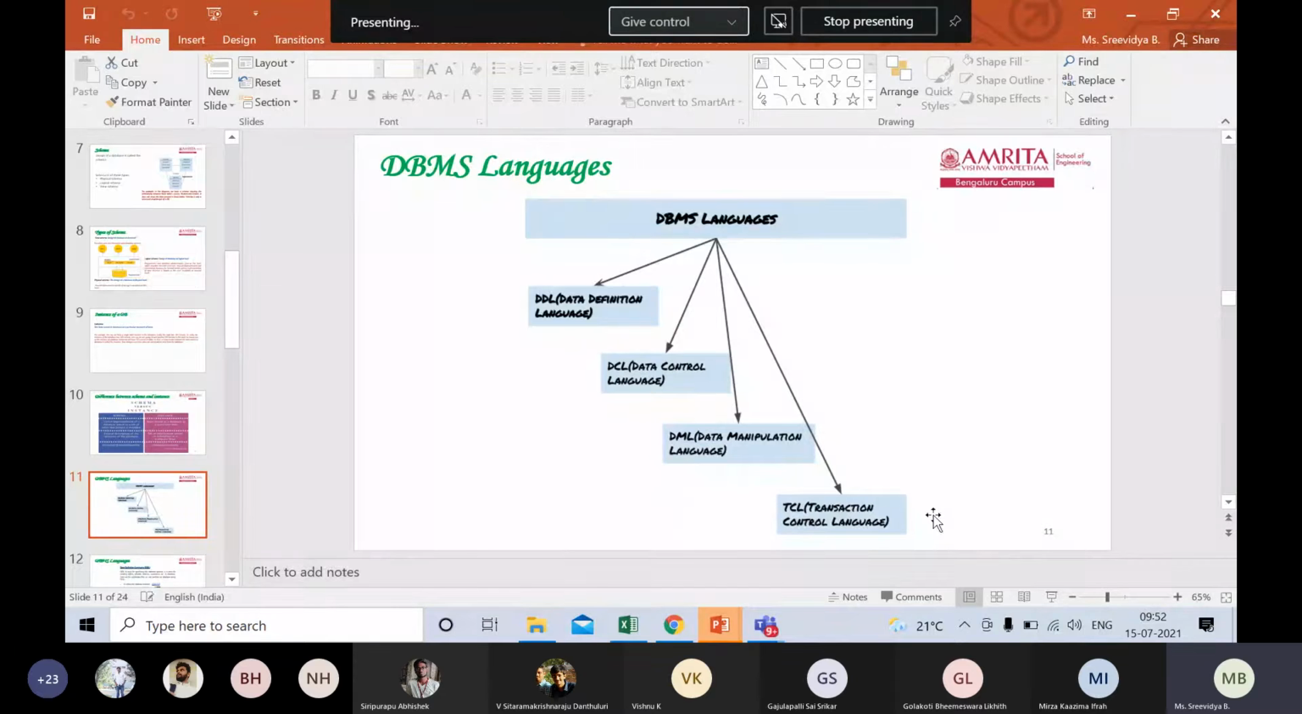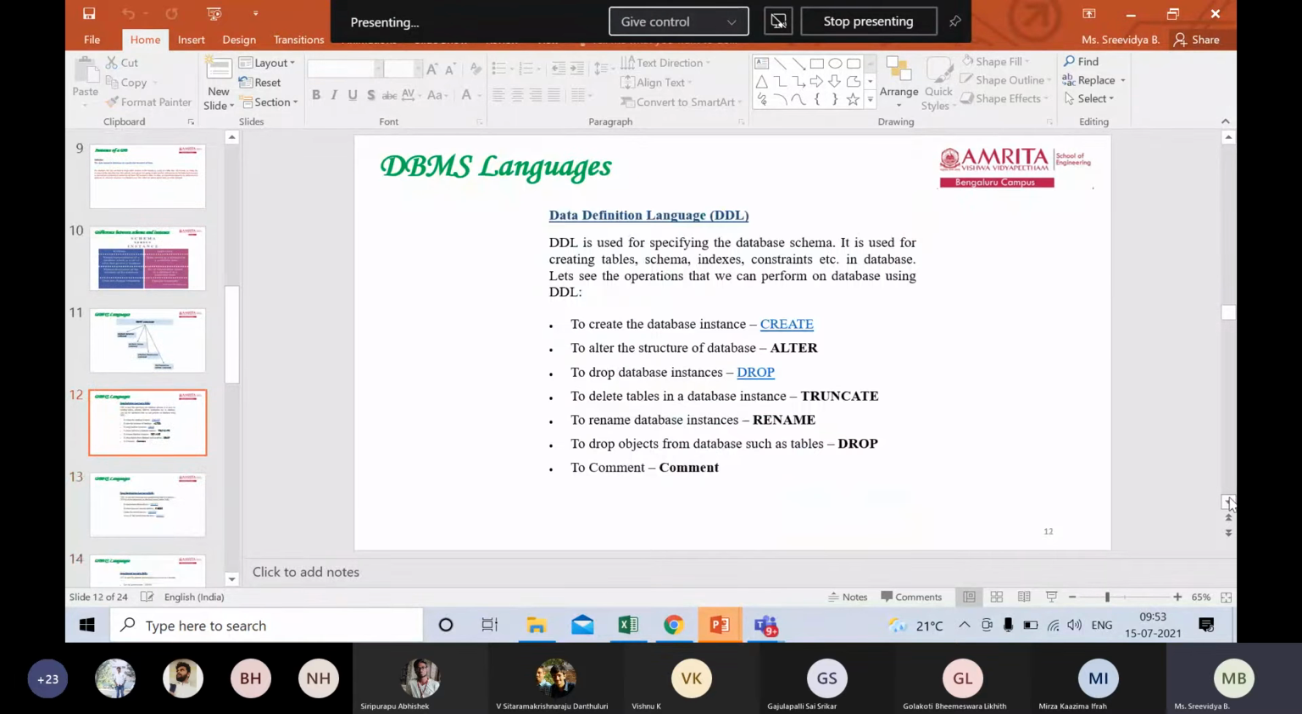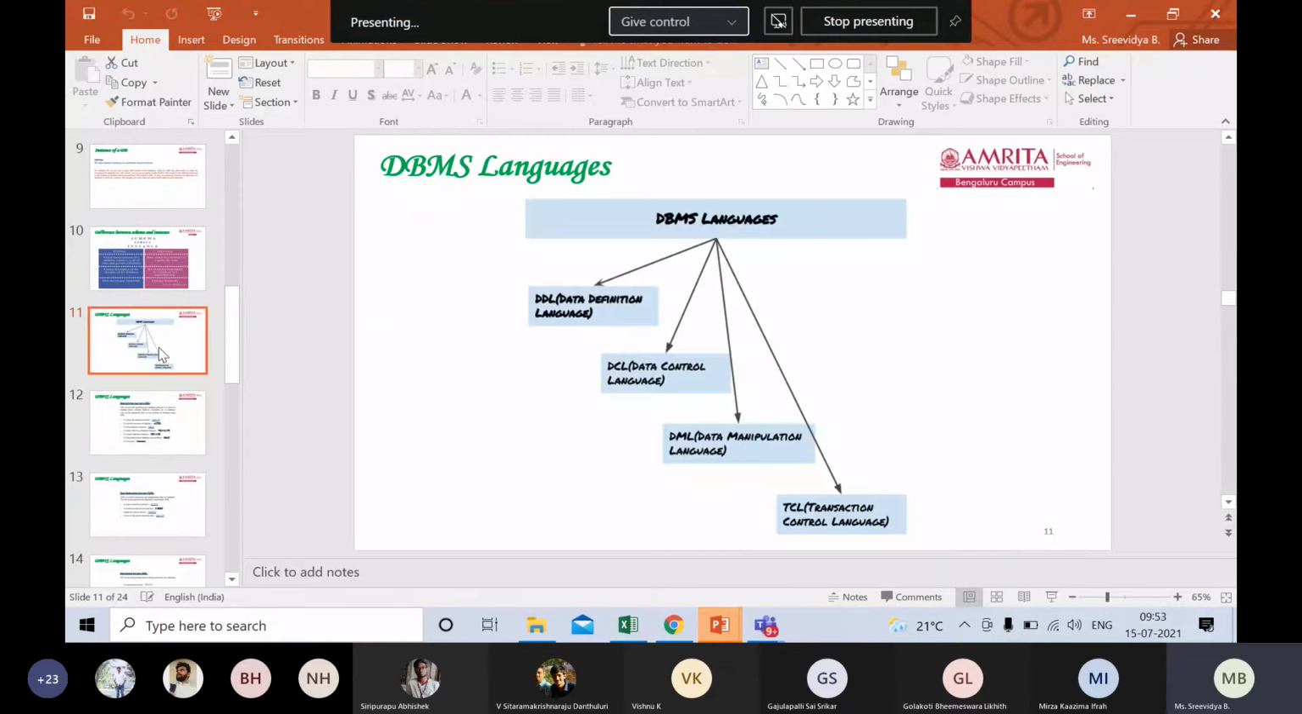And the last one is transaction control language, which is TCL. Transaction control language, in a nutshell, has to do with Control S and Control Z. What do they do? Save or roll back, save or undo. So when I have to save something, I have to make use of commit in transaction control language. There are two commands associated with TCL: one is commit and the other is roll back.